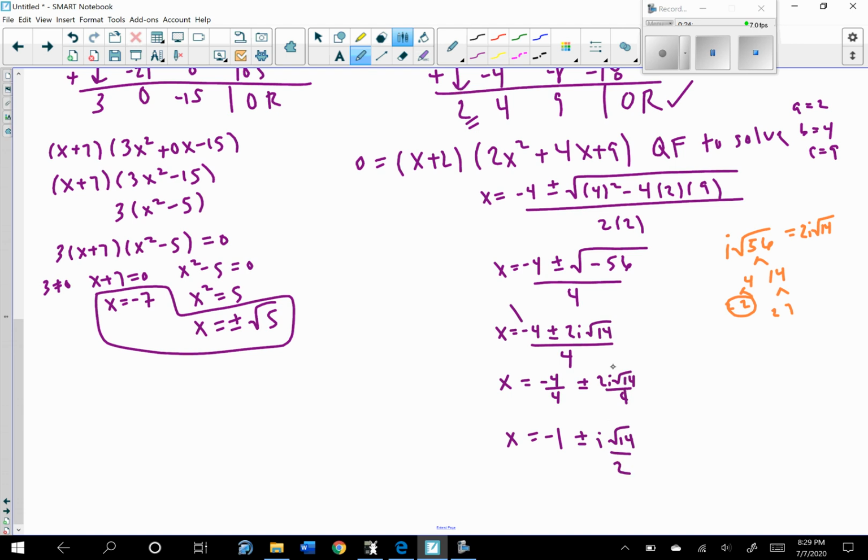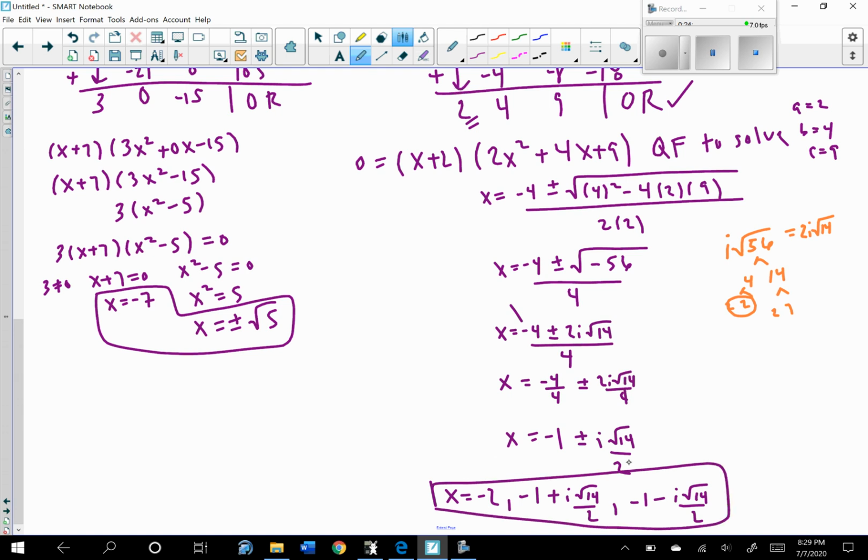So my solutions are x equals negative 2, negative 1 plus i root 14 over 2, and negative 1 minus i root 14 over 2. And of course, you could leave it as plus or minus if you want. Now, you might be asking yourself, why did I not divide the 14 and the 2? Because 14 divided by 2 is 7, because the 2 is not underneath the radical, so you cannot divide them out. That would be your solution right here. And that's it.